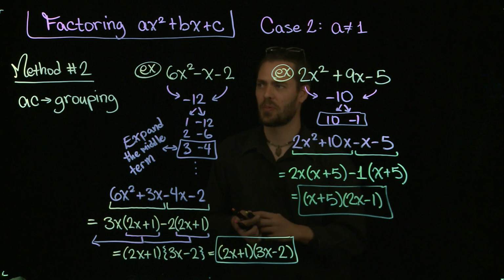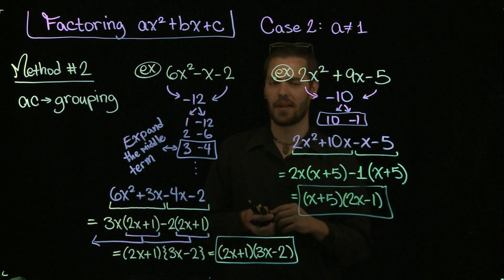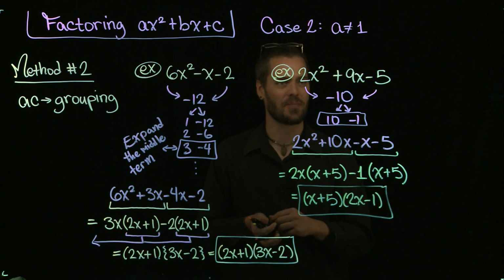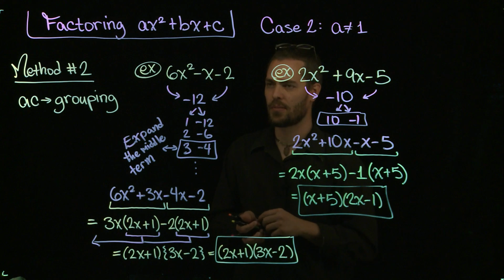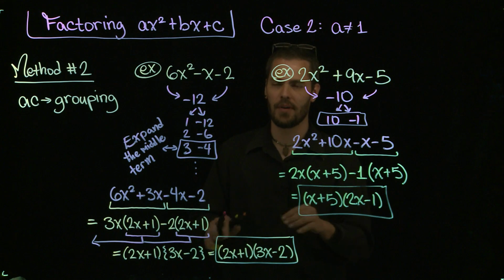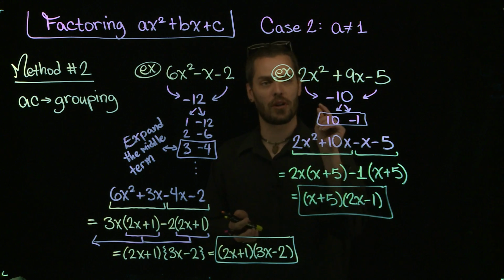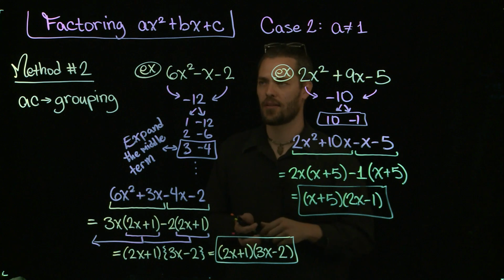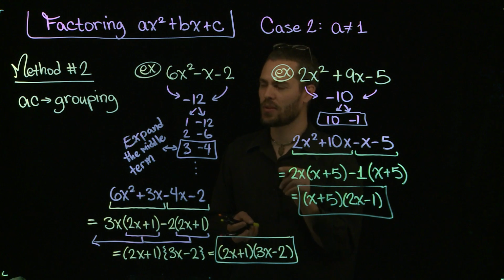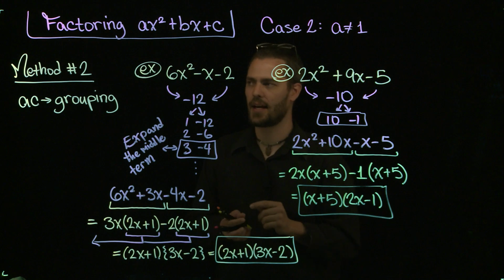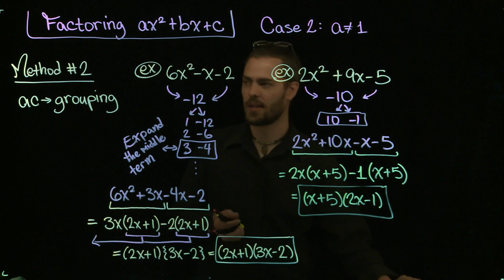Not too bad. Perhaps you may prefer method number 2. I don't know. Always remember to double check before you employ a method to look for a greatest common factor and take that out first. And that's going to be especially important for method number 3. So let me highlight that as I show method number 3.